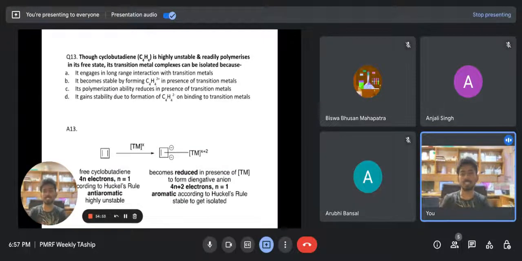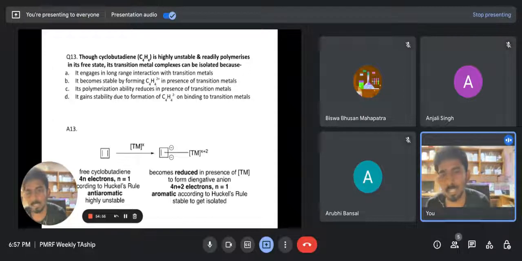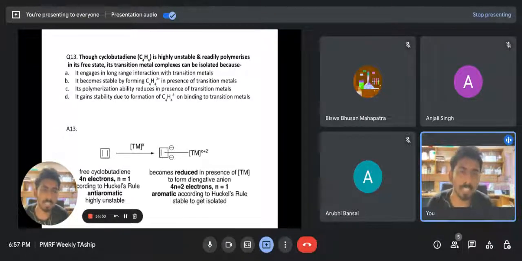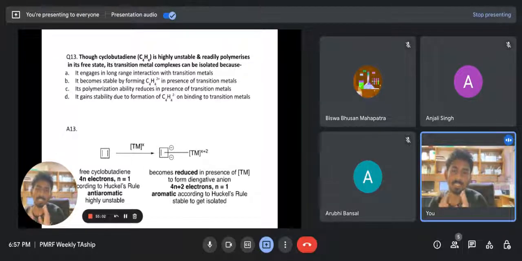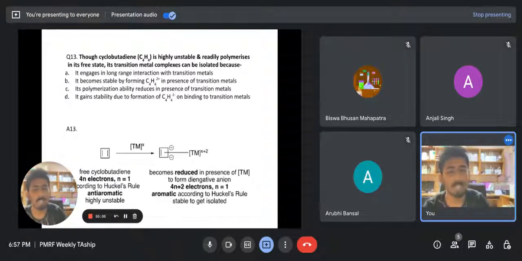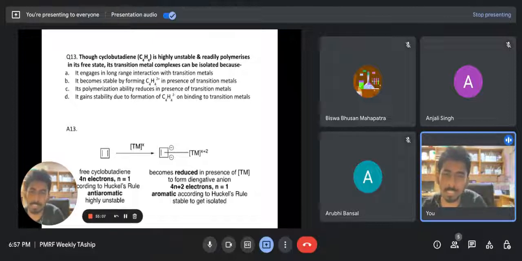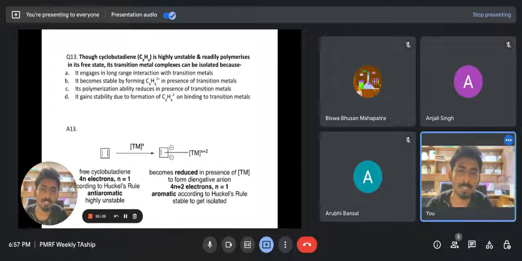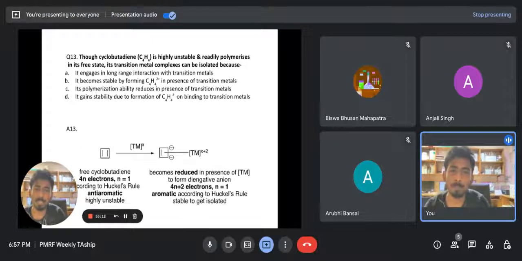This is the last question of this session. Though cyclobutadiene, C4H4, is highly unstable and readily polymerizes in its free state, its transition metal complexes can be isolated because: first option, it engages in long range interaction with the transition metals. Second option, it becomes stable by forming C4H4 plus in presence of transition metals. Third option, its polymerization ability reduces in presence of transition metals. And the last option, it gains stability due to the formation of C4H4 minus on binding to transition metals.